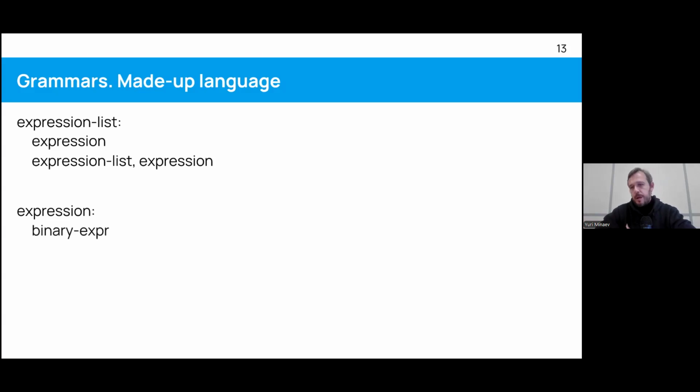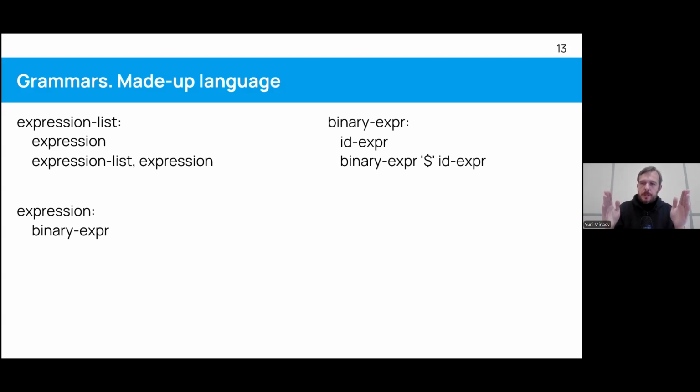Okay, so expression in our example can be a binary expression. We only have one kind of expression, binary. A binary expression, again, can be an ID, and it can also be a chained binary expression. So we can have a binary expression consisting of multiple operators in a row, like 1 + 2 + 3 + 4, for example. And as the operator, we will use this $, which we actually don't care about, but for the sake of example, that's going to be a $.